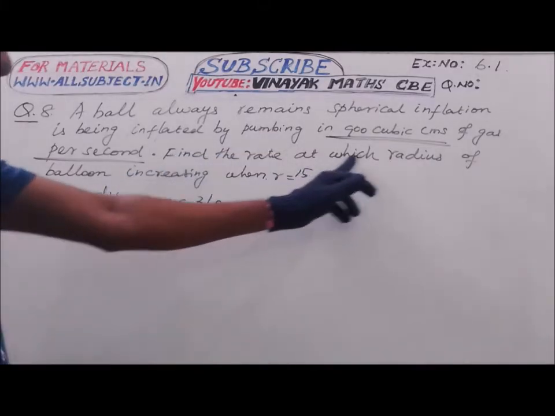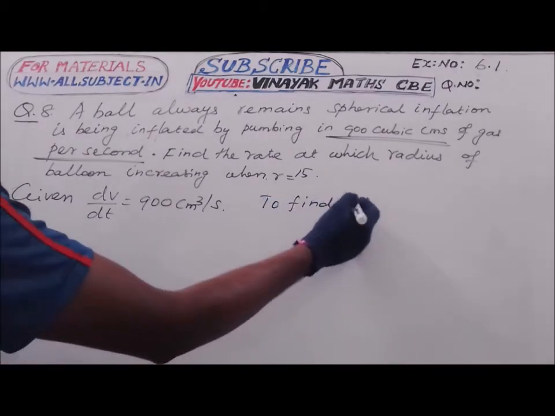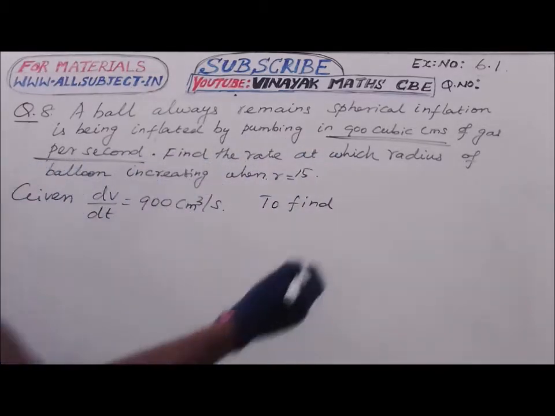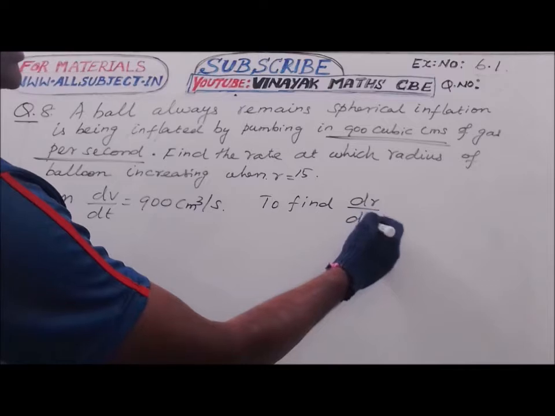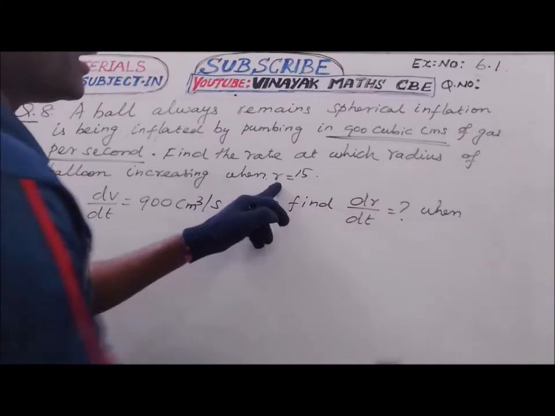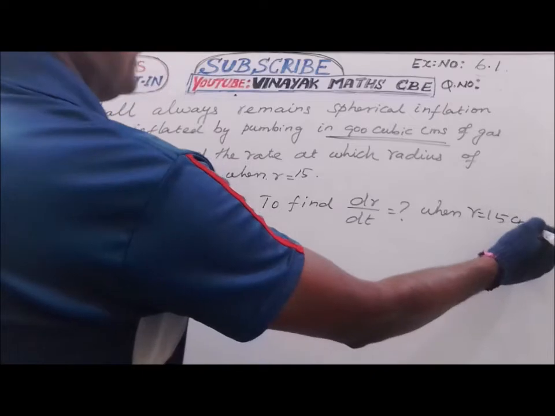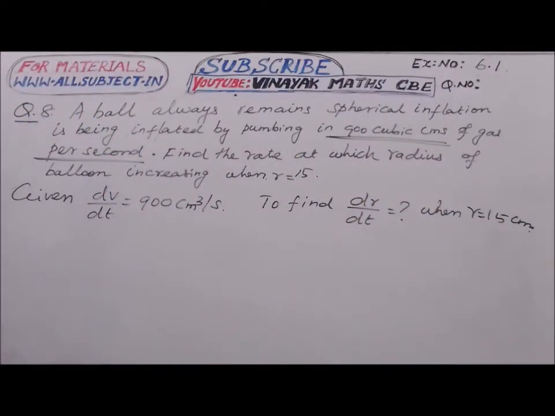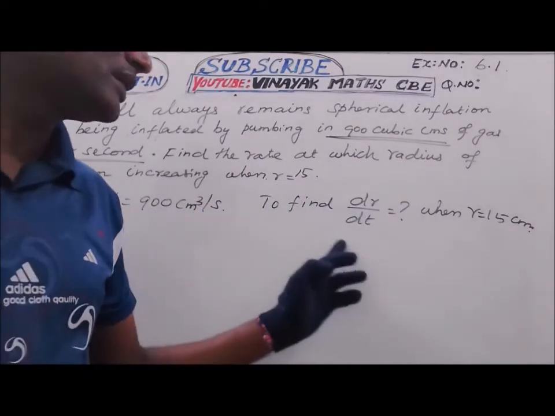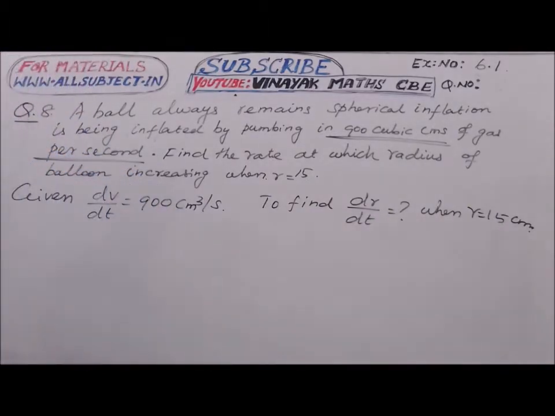And we need to find the rate at which the radius of the balloon is increasing. That means dr by dt. We need dr by dt at r equal to 15 centimeter. The rate of change of volume is given, and we need to find the rate of change of radius with respect to time t when r equals 15 centimeter.